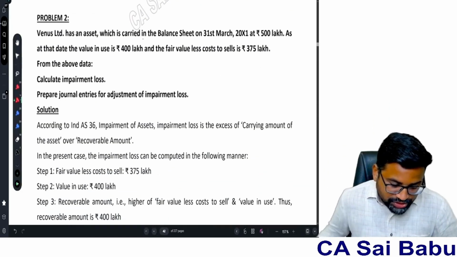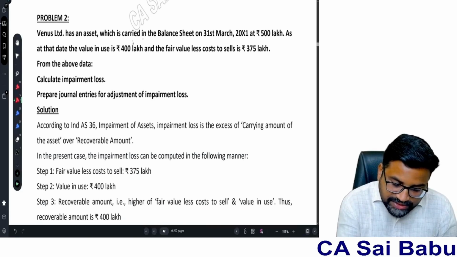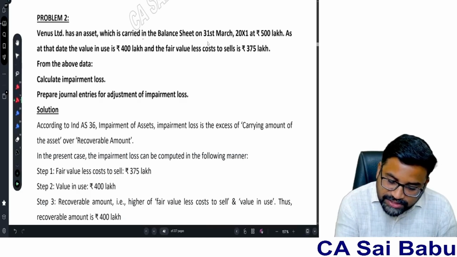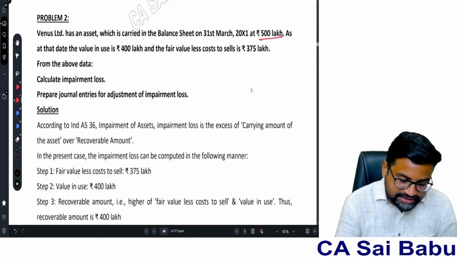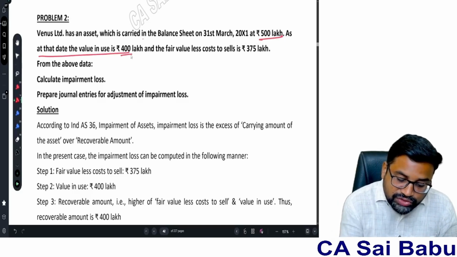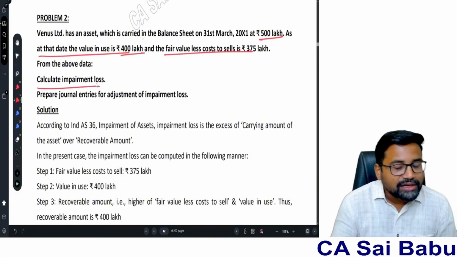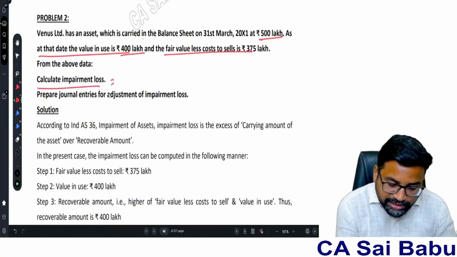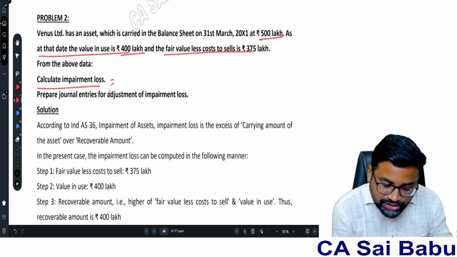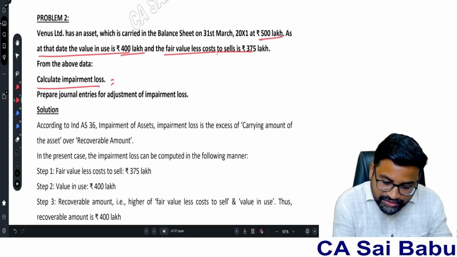Next, question number 2. Venus Limited has an asset which is carried in the balance sheet on 31st March 2011 at 500 lakhs. As on the date, the value in use is 400, fair value less cost of disposal 375. From the above data, calculate impairment loss. Can you tell me what is impairment loss here? What is the value in use? What is the carrying amount of the asset? 500 lakhs.